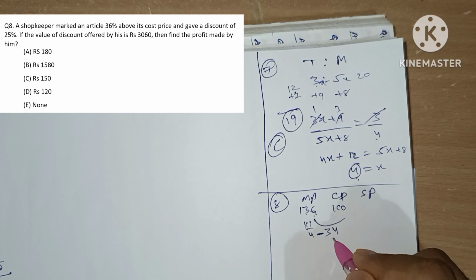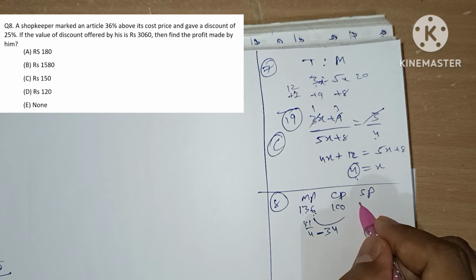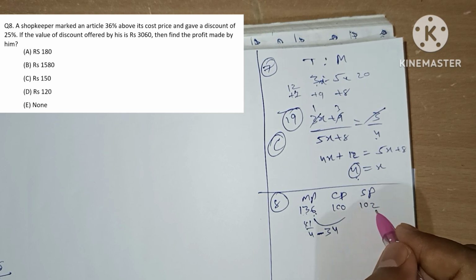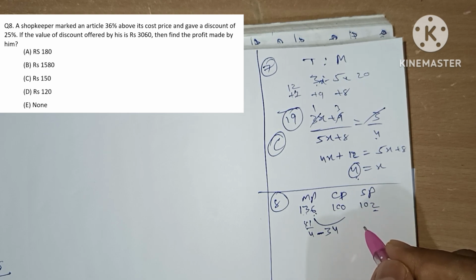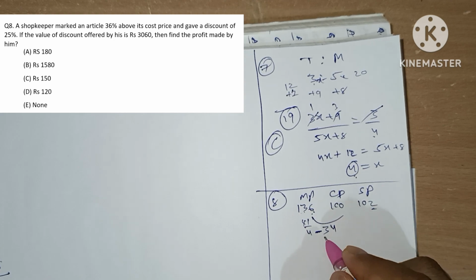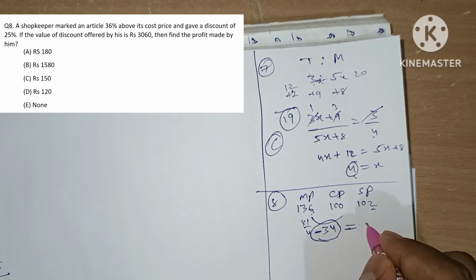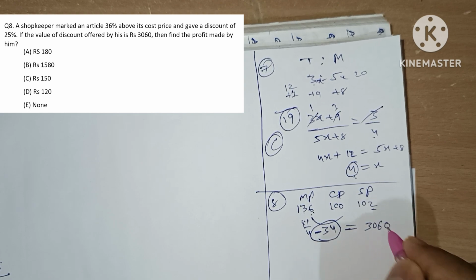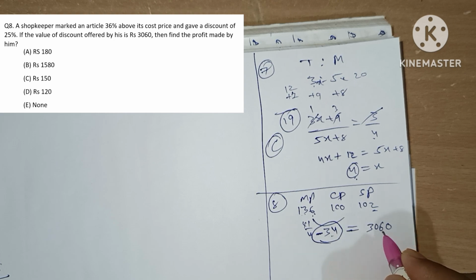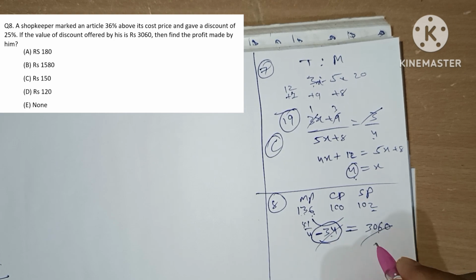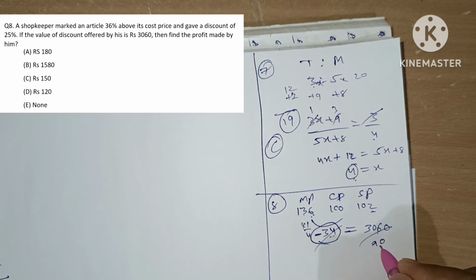So subtracting 34 from 136, we get 102. So 2 is the profit. Let's see, the question says that the value of the discount offered by him is 3060. The discount which is given, 34, is nothing but the value of 3060. 34 times 90 gives it, it is clear. So one part value is 90.